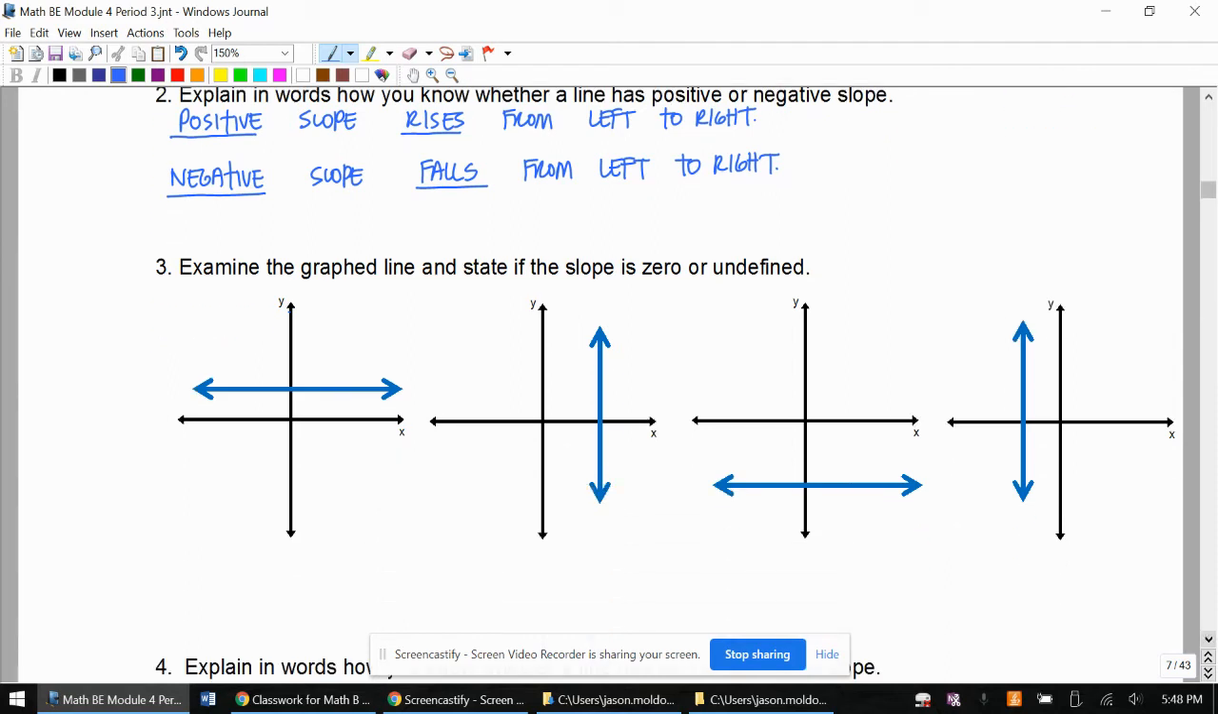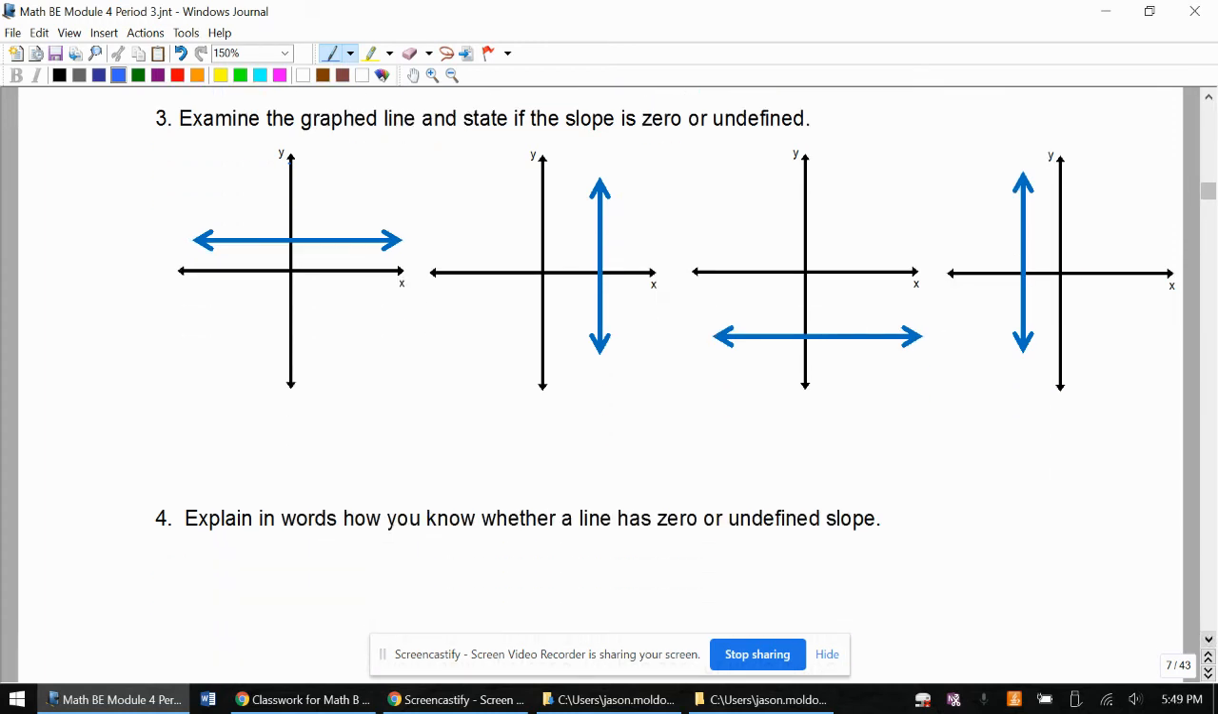Now we're going to look at 0 and undefined. So 0 slope is for horizontal lines. And I like to think of this as like skiing or snowboarding, in that if I ski and snowboard on this, it is kind of 0 or boring. I need to push myself to propel myself. And this one is kind of crazy. This would be like skiing off a cliff. Sometimes those expert skiers or snowboarders do this, and this is undefined.